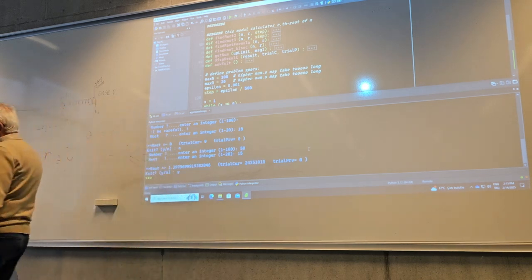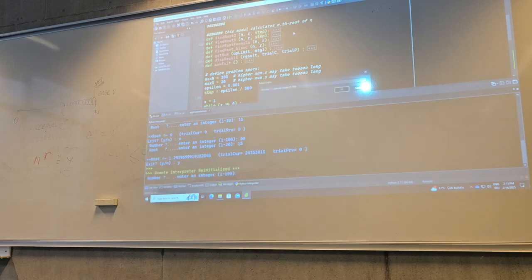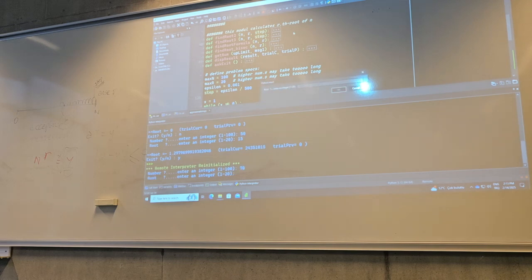Let's try another number. Okay, give me a number between 1 and 100. 70. 70, and the root is 20. 20.